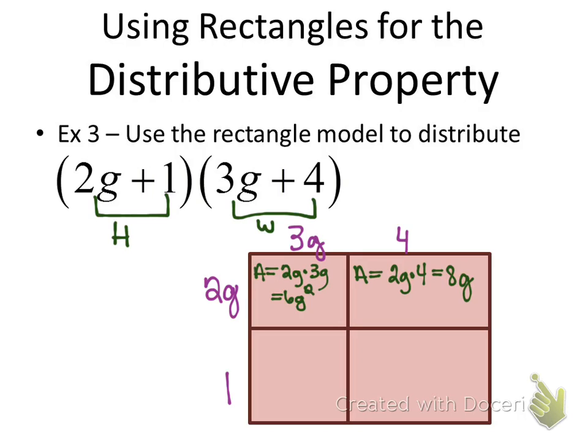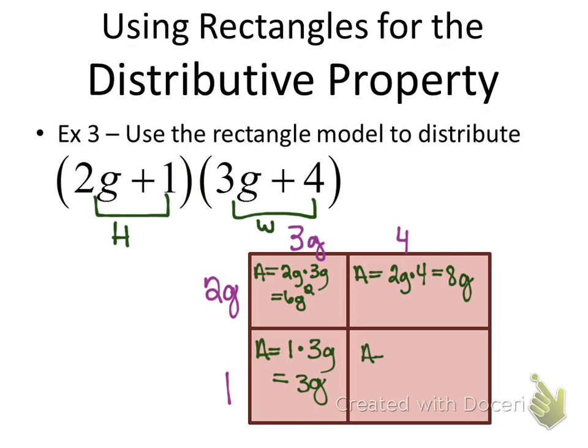Okay, Dylan, what's the area of my bottom left rectangle? What's the area of my bottom left, Dylan? 8G equals 1 times 4G. Wait, what's the width of this rectangle here? I'm sorry, just say it again. I didn't hear you. 3G, good. So 1 times 3G, Dylan? 3G. Yeah.